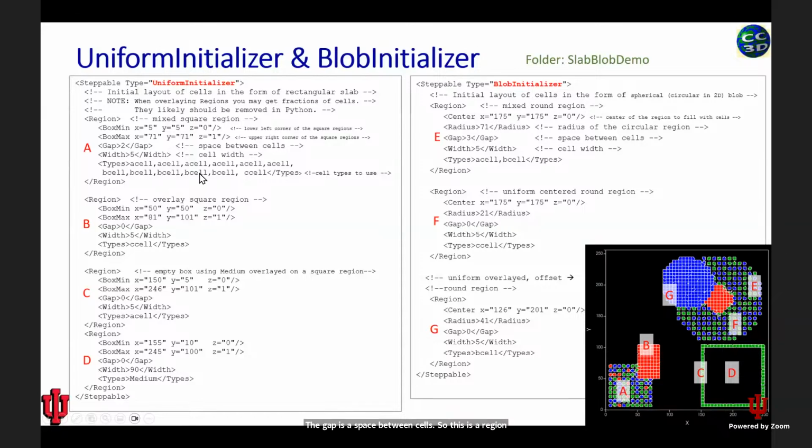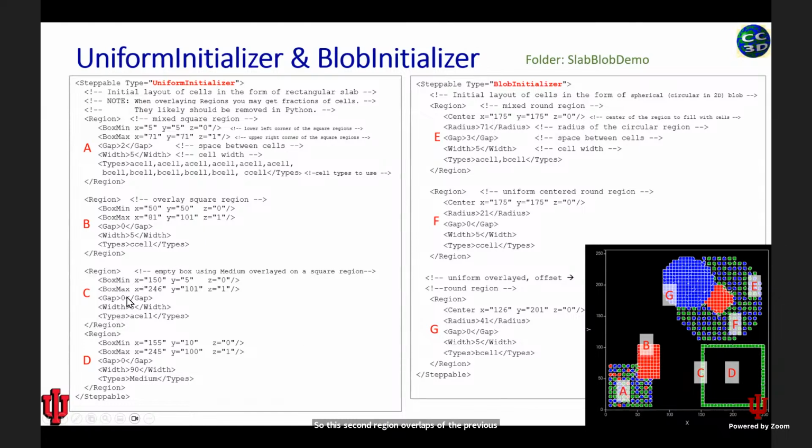There's a list of the cell types to use. If you repeat cell type names in this list, it will use that proportion for how many cells there are. So I have here a whole bunch of A cells, not quite as many B cells, and only one C cell. And C cells are probably the red ones down here. So you can, to a certain extent, control the proportion of the different types of cells. I then have another square region. CompuCell will just stack these on top of each other. So this second region overlaps the previous region and just overwrites whatever was there.